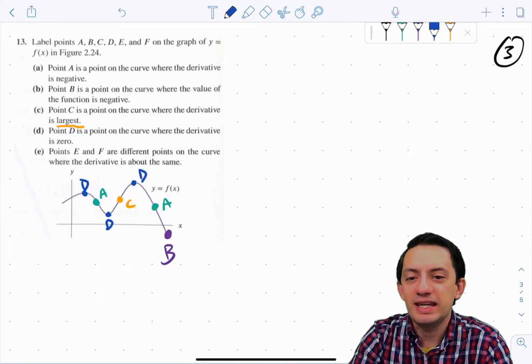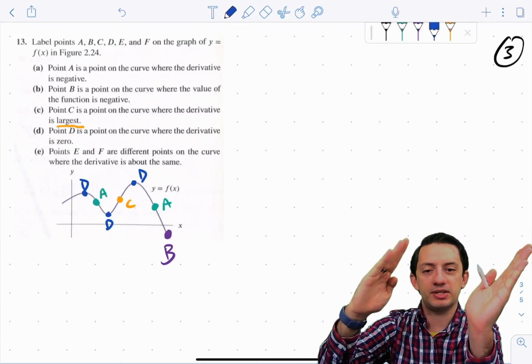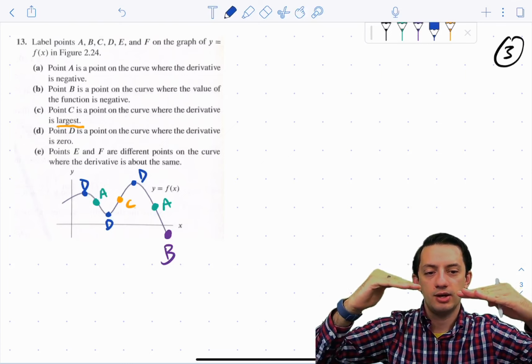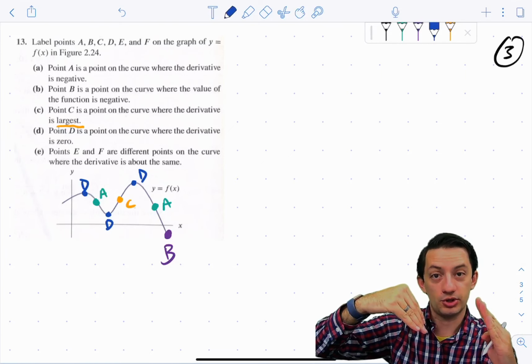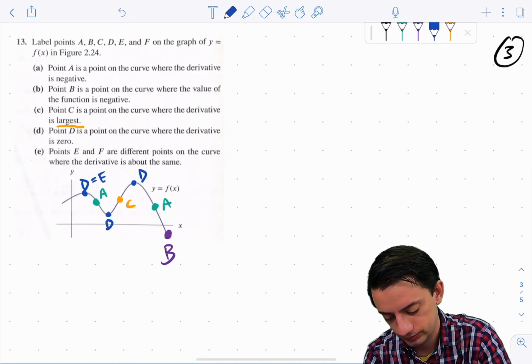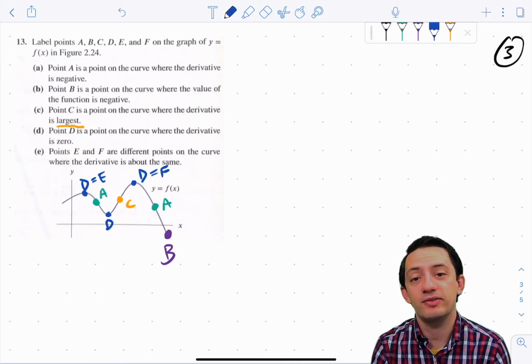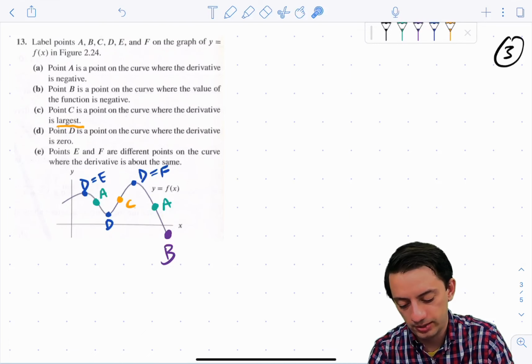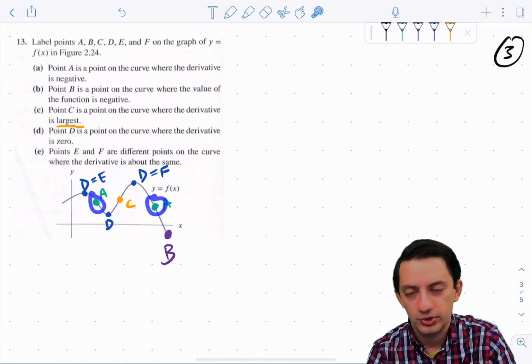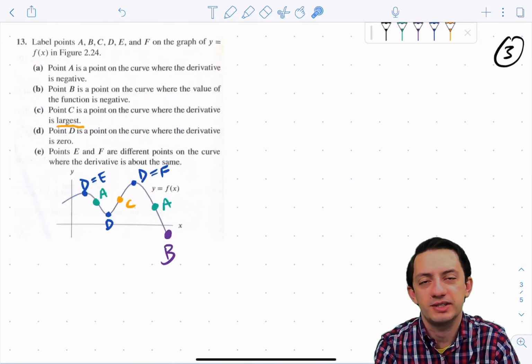Okay, lastly, points E and F, two different points where the derivative is about the same. So we're looking for two different points where you're either basically the same steepness up, or same steepness flat, or same steepness down, as long as you're the same. And we've already actually labeled a bunch of points like this, so we could label those 2 points, E and F, because they have the same derivative, which is 0. You could also try to find a point like here and here, where you're going downhill at the same rate, or maybe like here and, I don't know, here, where you're going uphill at the same rate, though that's a little bit harder to see.